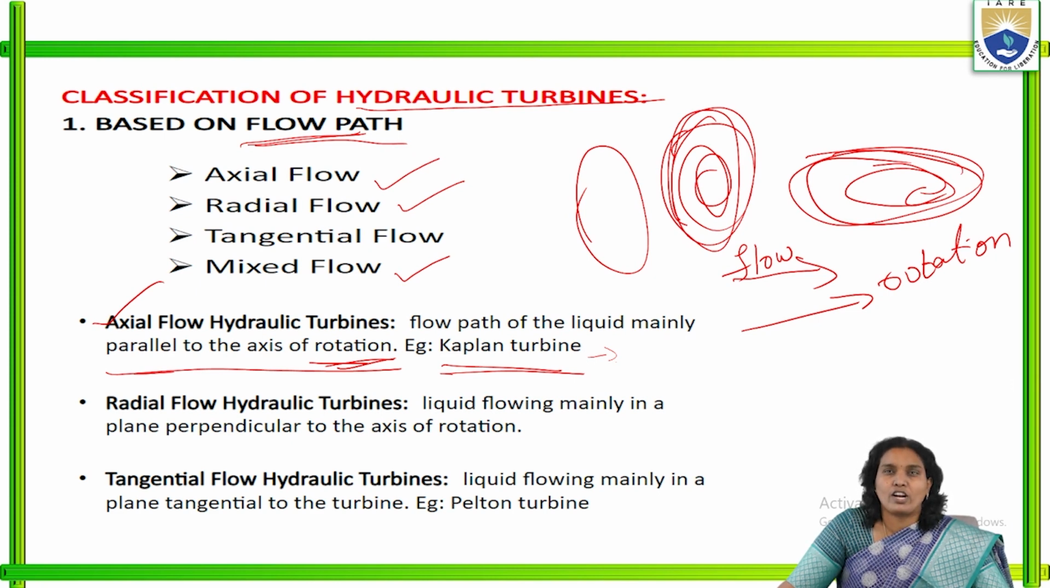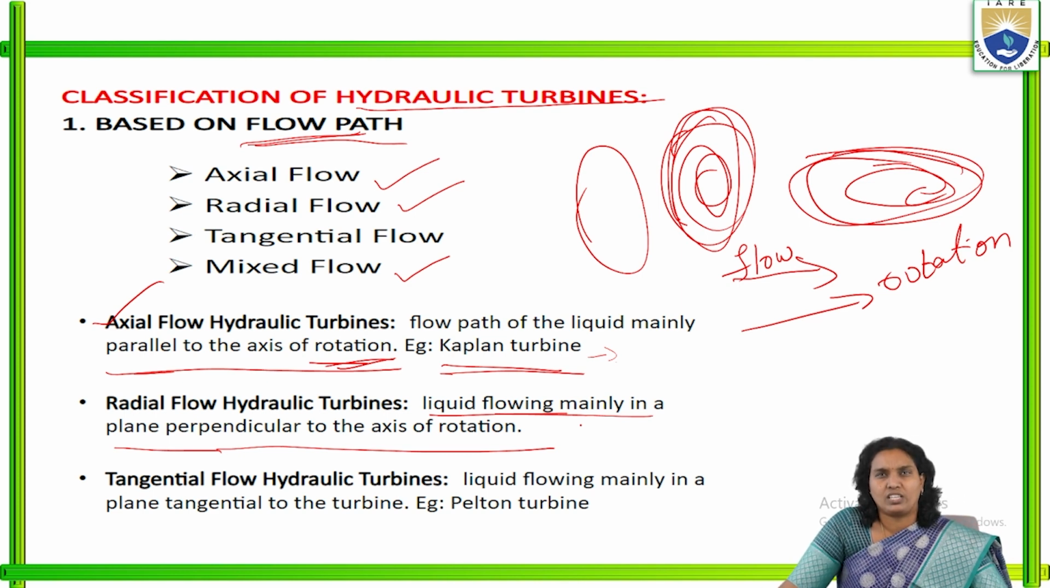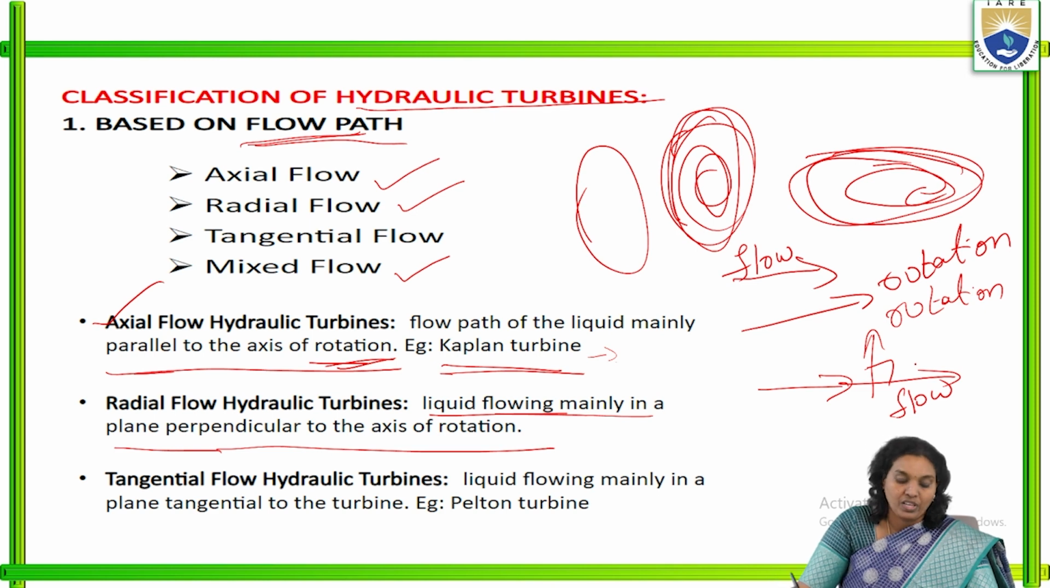Coming to the radial flow hydraulic turbines, the liquid flows mainly in a plane perpendicular to the axis of rotation. For example, this is the path of rotation and this is the flow path. Both are perpendicular to each other. Such type of flow is known as radial flow hydraulic turbine.